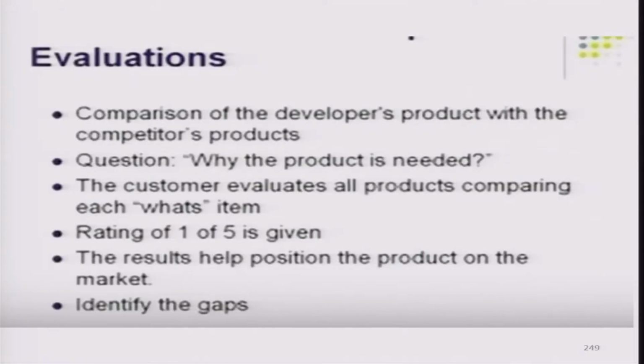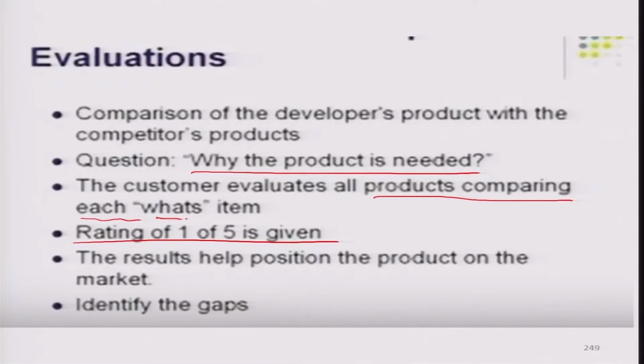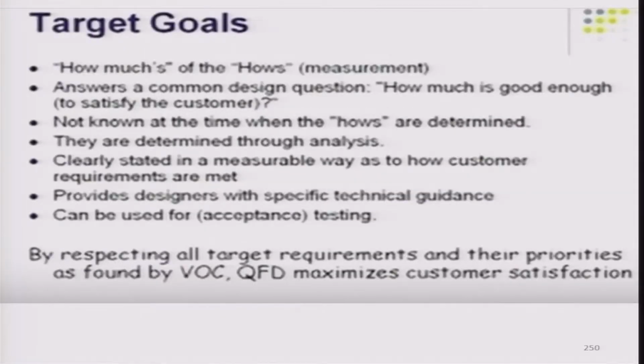Obviously, there are evaluations on the competitive basis or the technical basis of where you are positioned. So therefore, there is a rating given of 1 to 5 for each. And again, the question that is asked is why the product is needed. So the customer evaluates all products comparing the same domain, okay, and tries to find out what are the items needed on those products which are of importance to him or her. The results help you to position the product on the market, and similarly you can also identify the gaps and create strong thrust in those gaps where you could position yourself. So that's how quality function deployment is done.